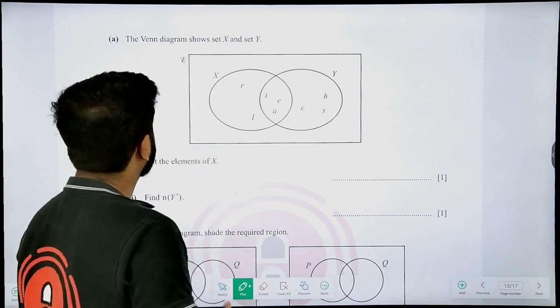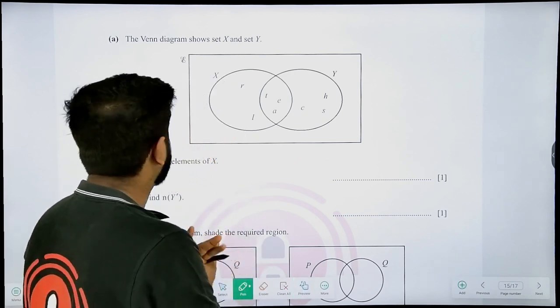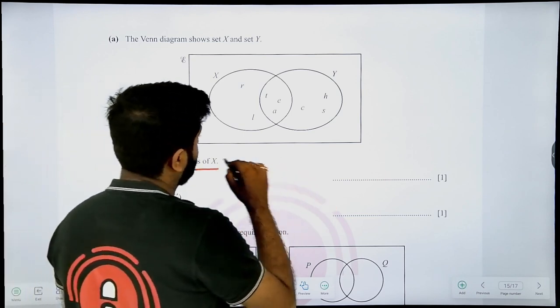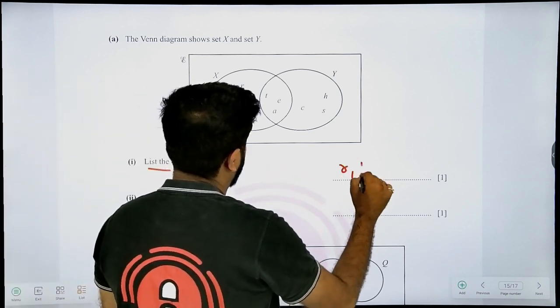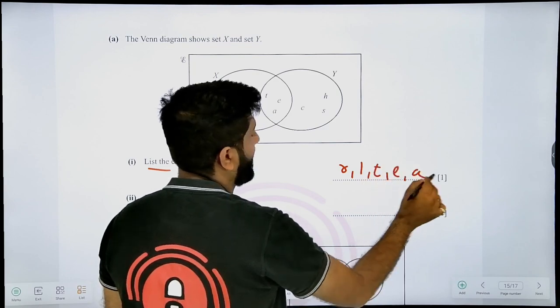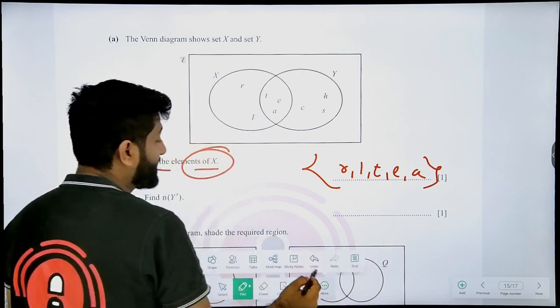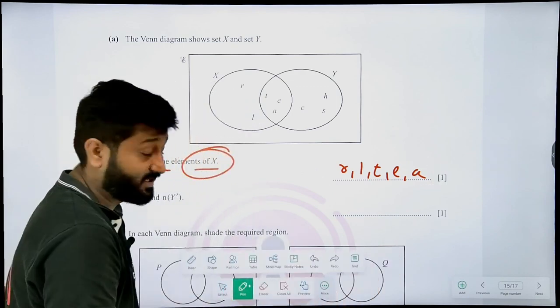The Venn diagram shows the sets X and Y. List the elements in X. I have to list the elements of X. So the elements of X are R, L, T, E, A. I have to list, right? So please do not use these brackets, as I have to list the elements. I do not have to write the set X.